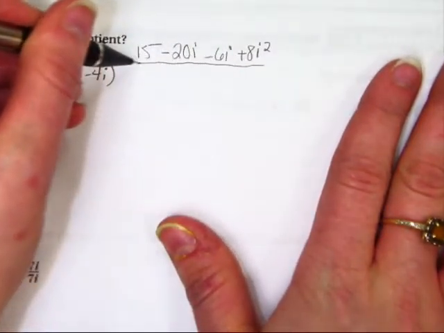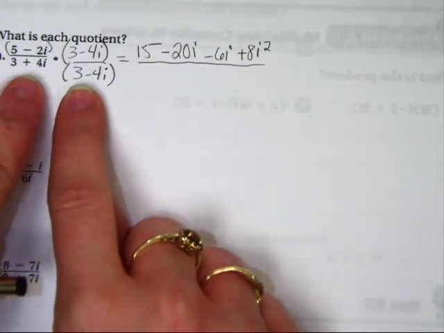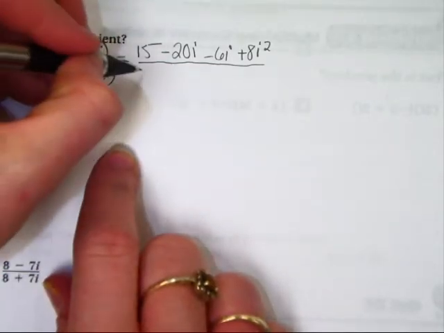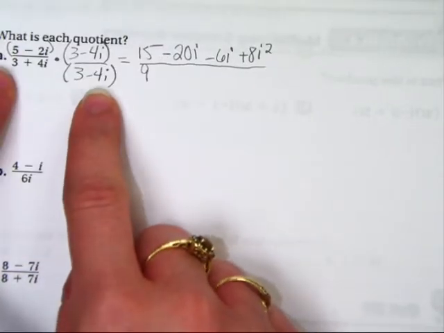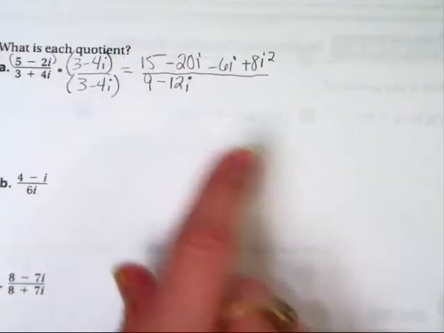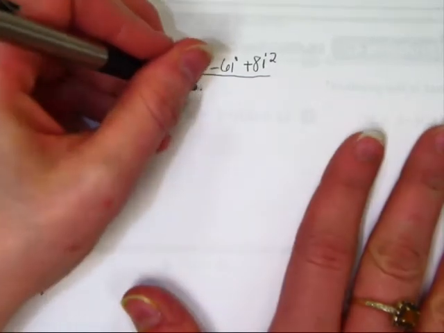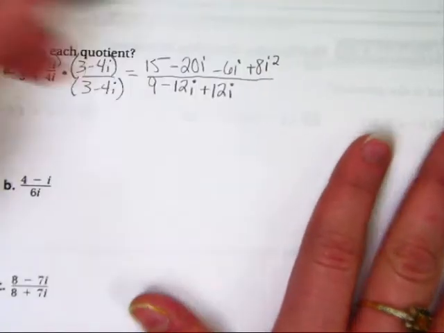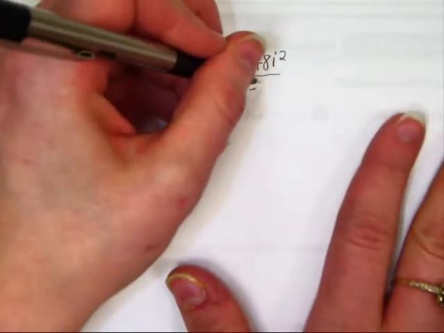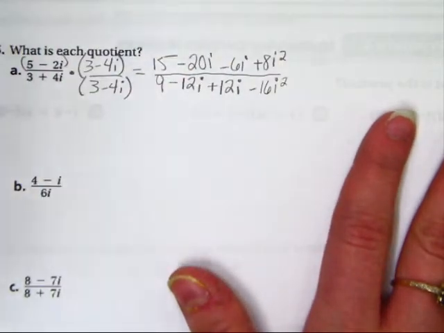For now, let's go to the bottom and not FOIL, but multiply the binomials. That is correct. Go ahead. This one times this one. 9. Good. And then the outsides, please. Minus 12i. And the insides, please. Plus 12i. And then the last and the last, please. Negative 16i squared. That is correct.